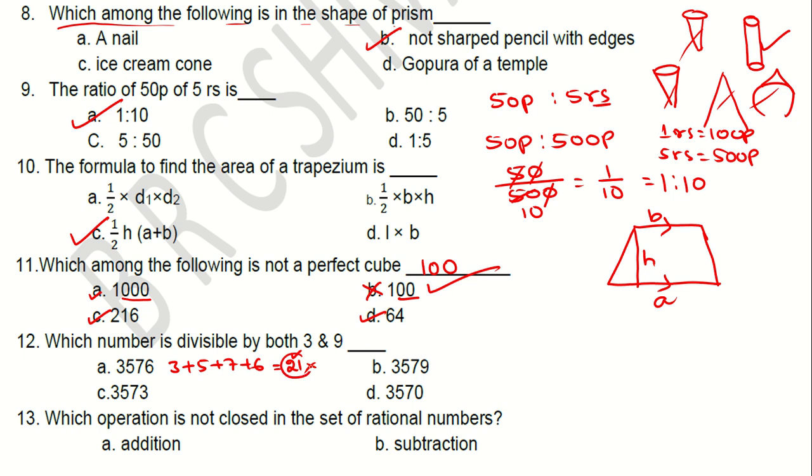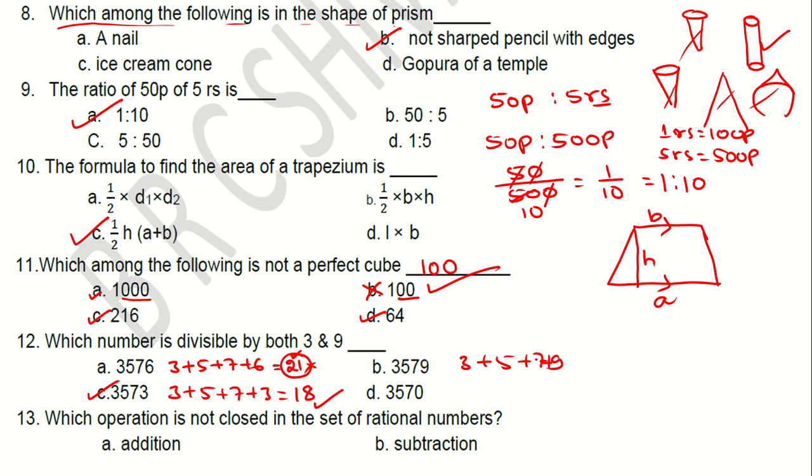This number is not a multiple of both 3 and 9. And if you add this one, 3 plus 5 plus 7 plus 3, 8 plus 7 is 15, plus 18, here this one is divisible by both 3 and 9, it is the correct answer. But we have to check another number also: 3 plus 5 plus 7 plus 9.